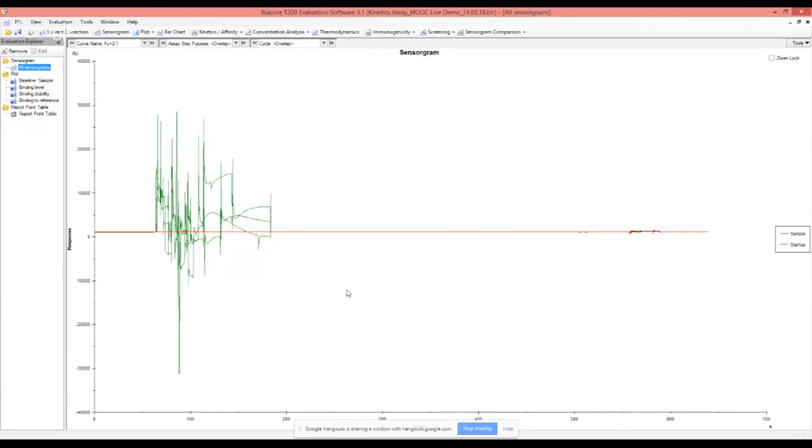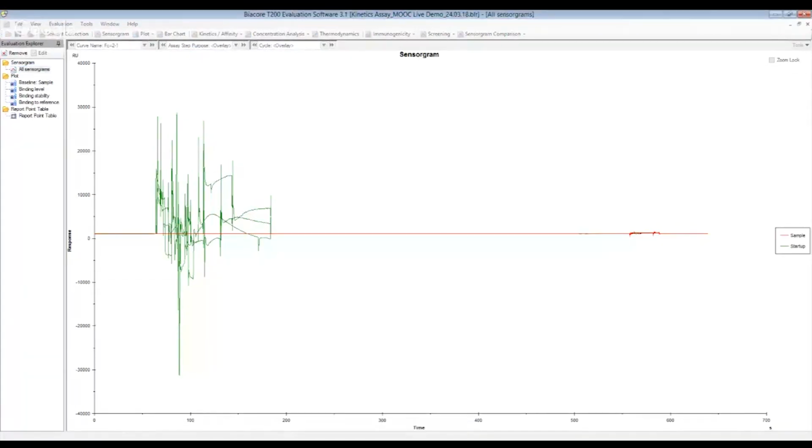Okay, so I'll start again with the analysis. We have opened our data file and we will now continue with the kinetics. So click on kinetics, surface bound. Okay, so this is the screen you see. We are going to run the evaluation in single mode.